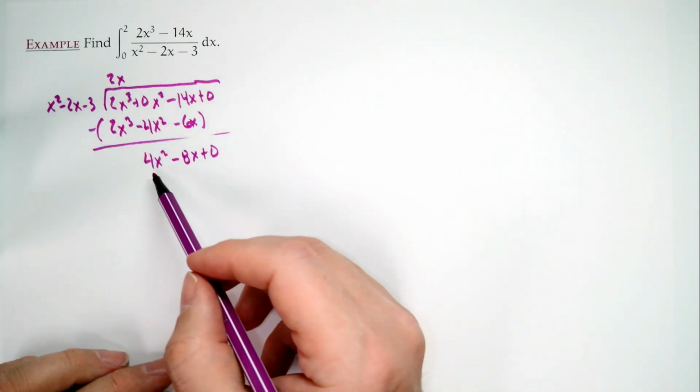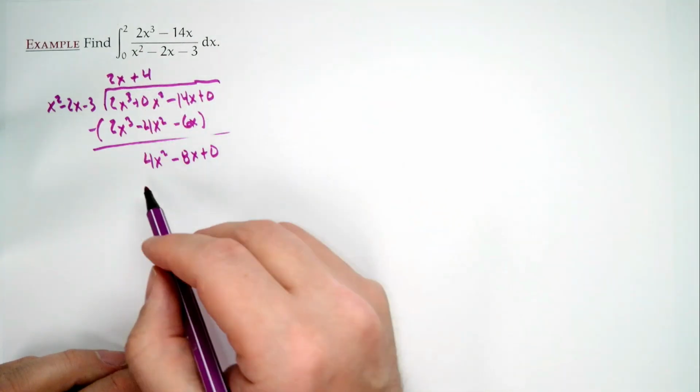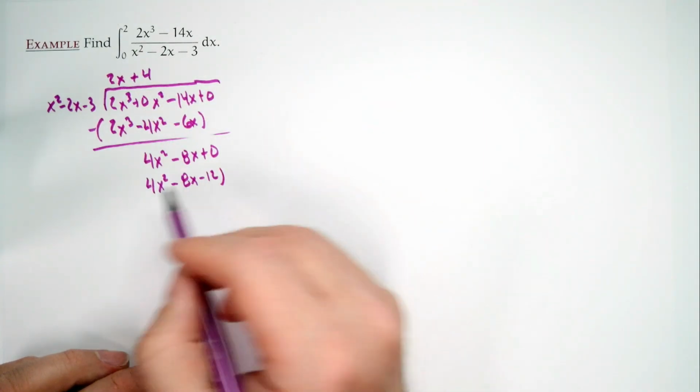So I have x squared. What do I need to multiply to get 4x squared? Well, the answer is I need to multiply by 4. So I'm going to have plus 4. So I'm going to put 4x squared minus 8x minus 12.